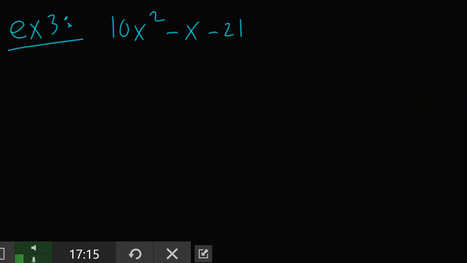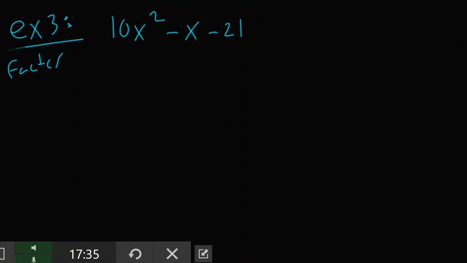Okay, here's example 3, and we want to factor 10x squared minus x minus 21. Now, I'm not going to lie to y'all, this is actually going to be a fairly brutal problem. So really just bear with me as we go through this.